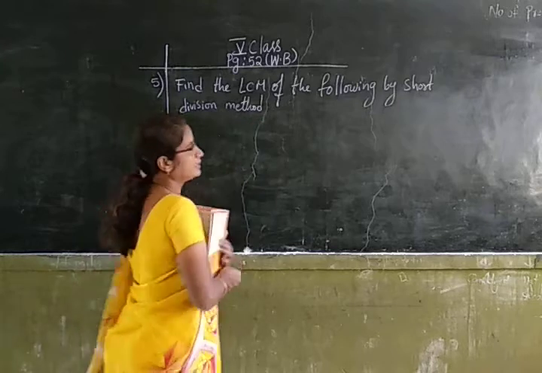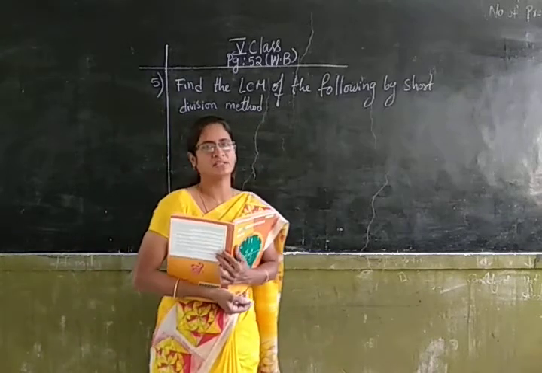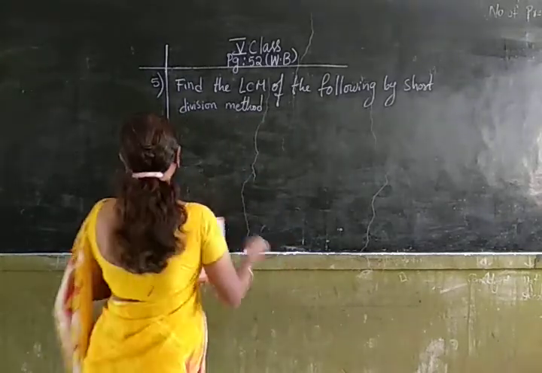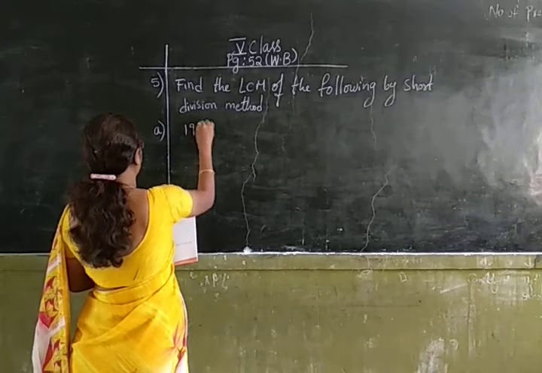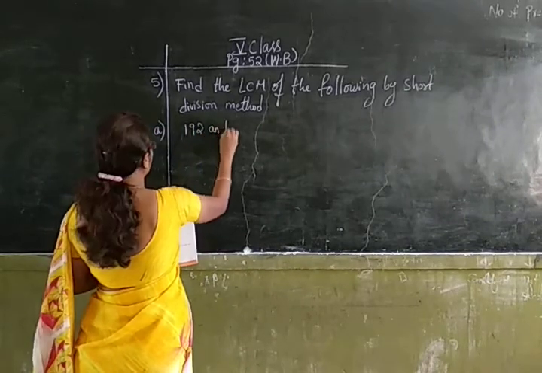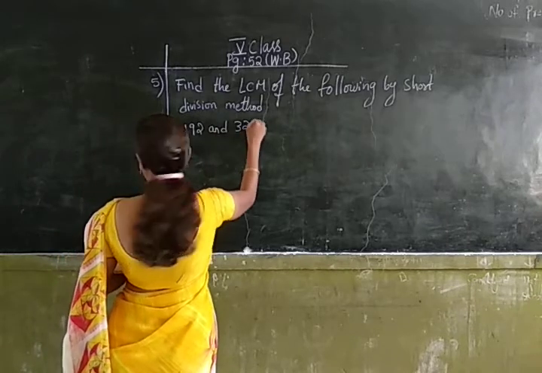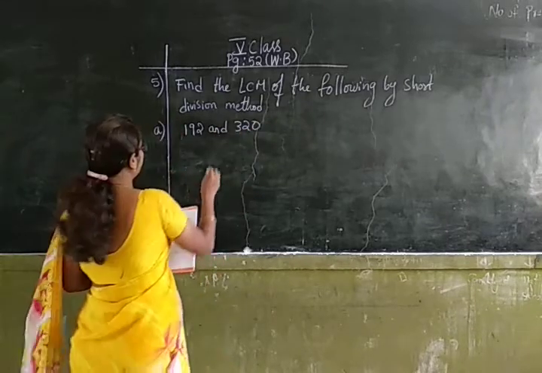Now we have to find the LCM using the short division method. Okay children, let us do the sum. 192 and 320.